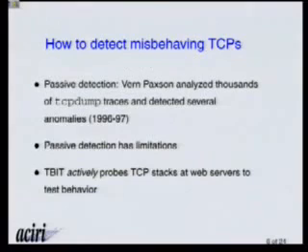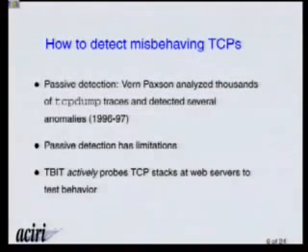Now, how do you detect misbehaving TCPs? There are two ways of doing it. One is passive detection. Vern Paxson in '96 and '97 basically carried out thousands and thousands of TCP transfers across nodes that were spread all over the internet. And he looked at the tcpdump traces that resulted and found several anomalies. He wrote a couple of papers about that. I think he also gave a talk here at NANOG. But such passive detection has its limitations.